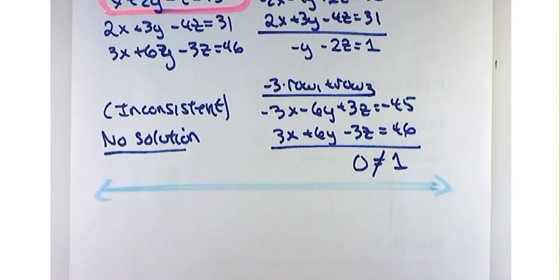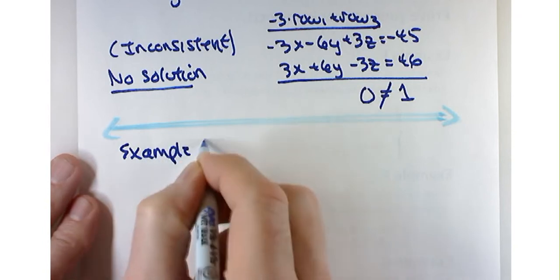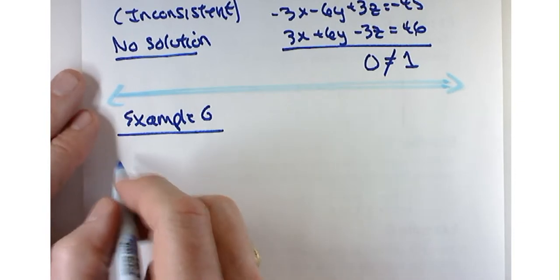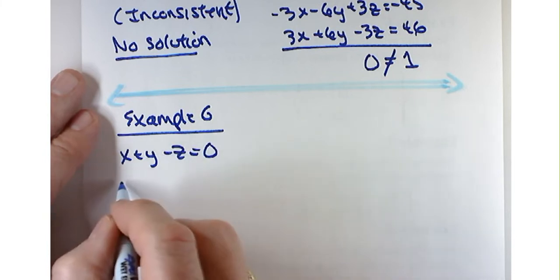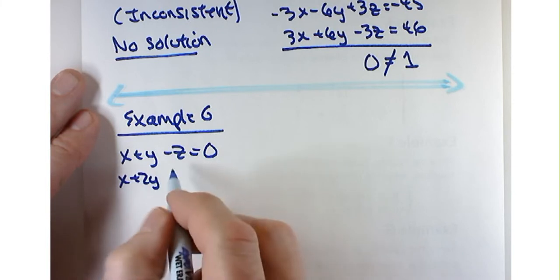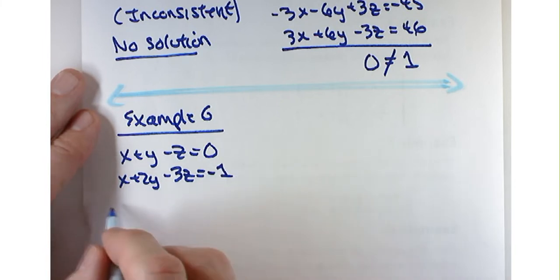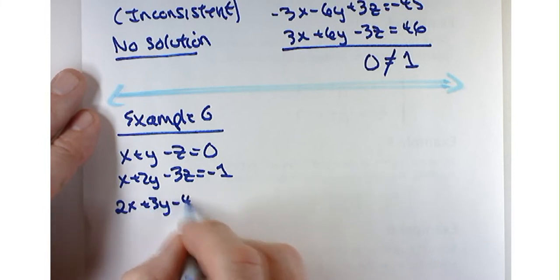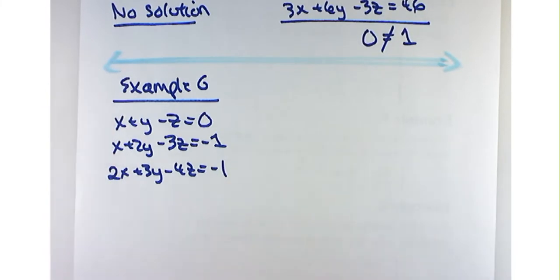Okay, let's try example G. Example G. This time we've got x plus y minus z equals 0, and x plus 2y minus 3z equals negative 1, and 2x plus 3y minus 4z equals negative 1. All right.